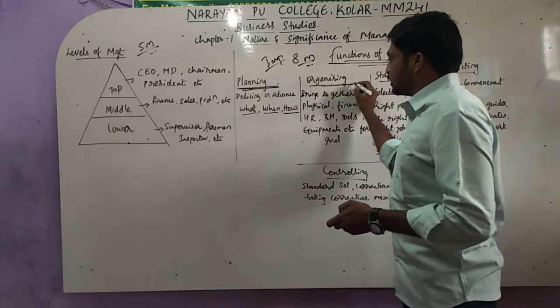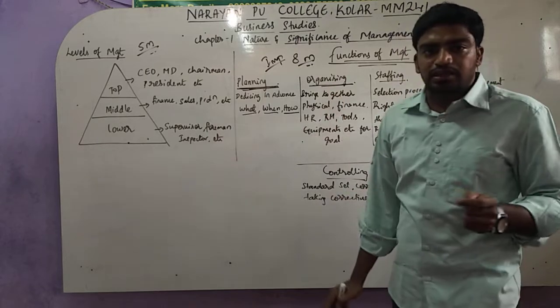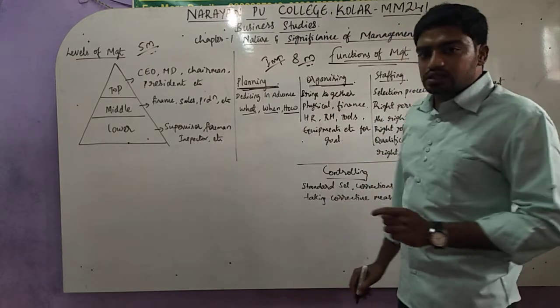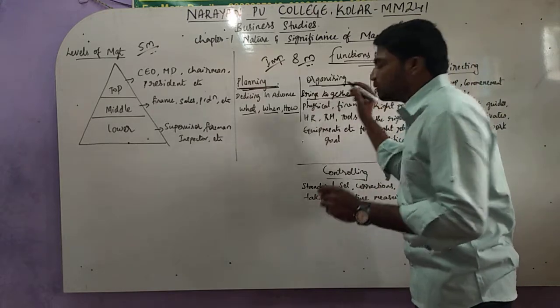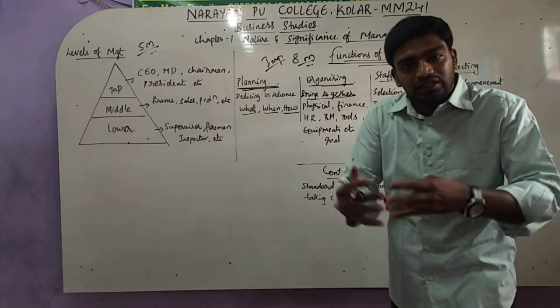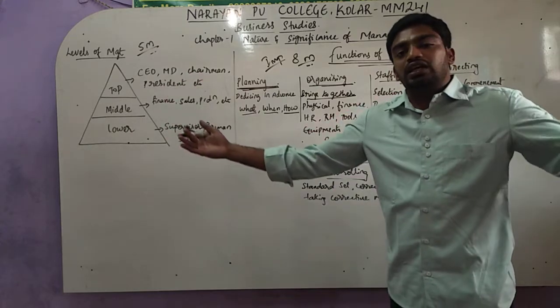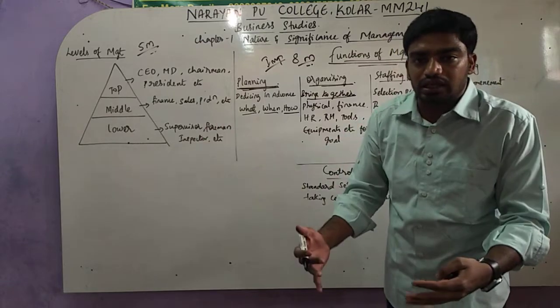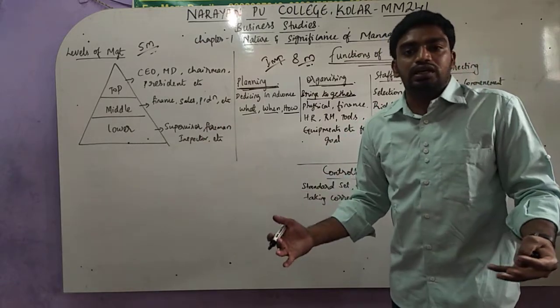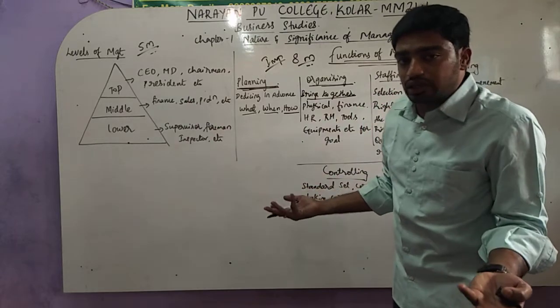Next, let's go for the second point, organizing. The second function of management is organizing. What is organizing? Organizing is nothing but bringing together. What do we bring together? There are different tasks, different activities, different performances. We want to achieve that, so we should bring everything together.